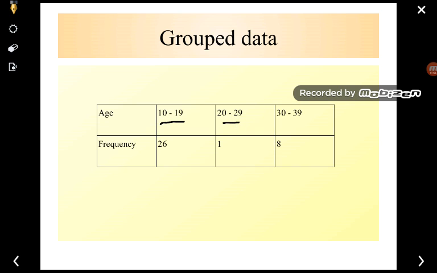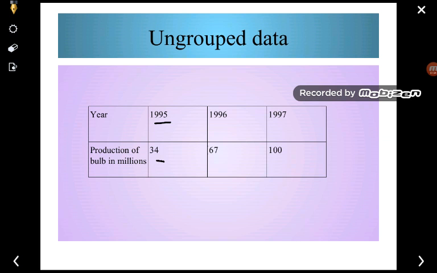When the data are in a wide range, then we put it in certain groups, that is from 10 to 19, 20 to 29, 30 to 39, and after that we calculate it. So when the data are grouped into particular ranges, they are said to be grouped data, and ungrouped data are not at all ranged.